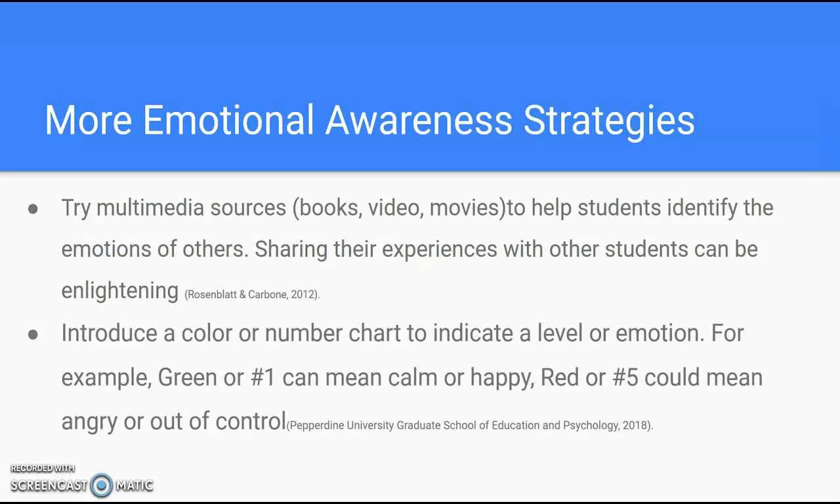I suggest using multimedia sources. I often use videos or movies to help students identify the emotions of others. This is very important so they can share their experience with other students. This is a great way for student engagement. Using a color or number chart, such as the 1 through 5 strategy, is something that I'll speak about and offer in a variety of ways.